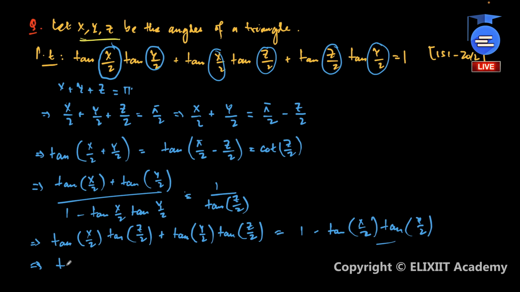So we have tan x by 2 into tan y by 2 plus tan x by 2 into tan z by 2 plus tan y by 2 into tan z by 2 is equal to 1. So we are done with the proof.